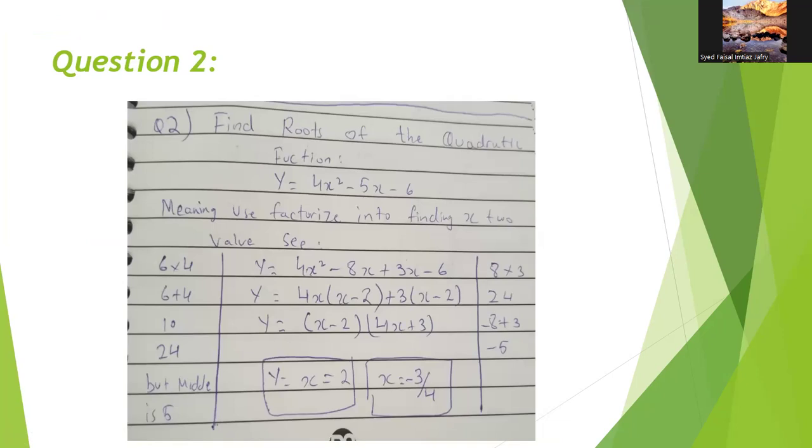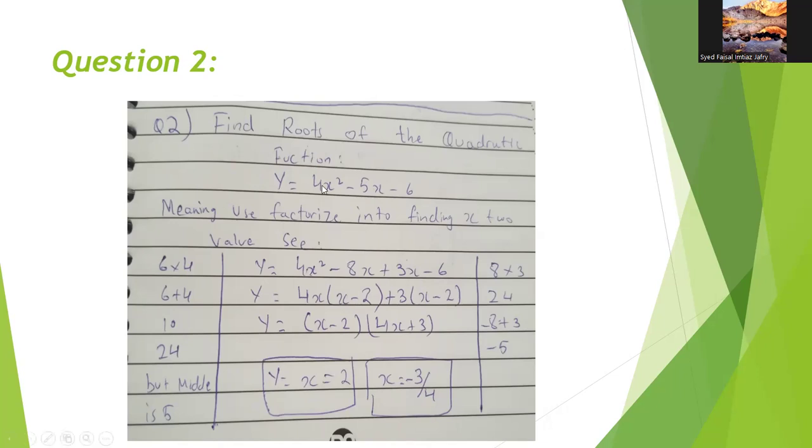Find the roots of the quadratic function y is equal to 4x squared minus 5x minus 6. Now, remember the first term 4x squared and the last term minus 6. When you multiply the 6 and the 4, it will be 24. We need to get two numbers which, when we add or subtract them, give minus 5x, and when we multiply them, we get 24.